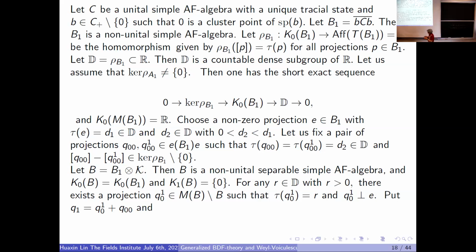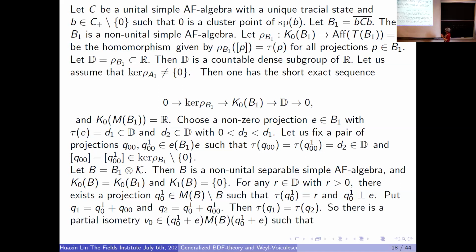I have a little bit of computation here. Let's say Q1 is Q01 plus Q00, and for Q2 you add a different projection. They have the same trace. Therefore, in fact, you can find a partial isometry in a corner of the multiplier algebra such that V0 star V0 is Q1 and V0 V0 star is Q2. So they are equivalent in the multiplier algebra.